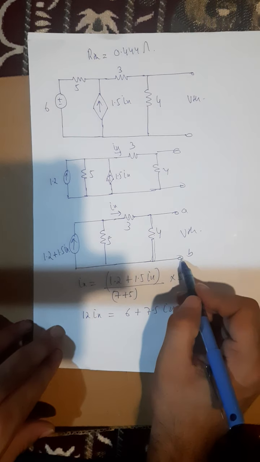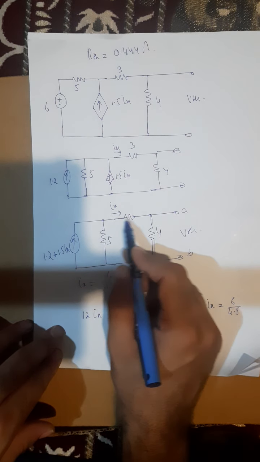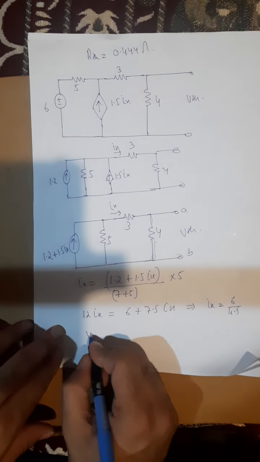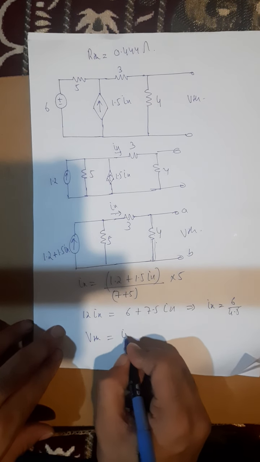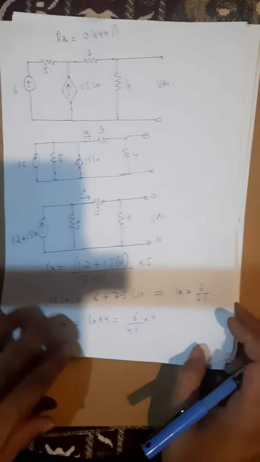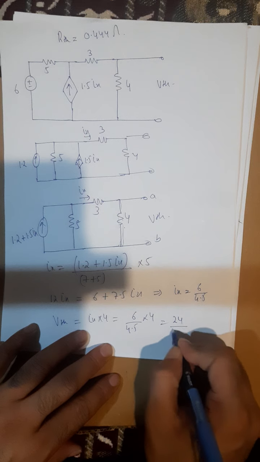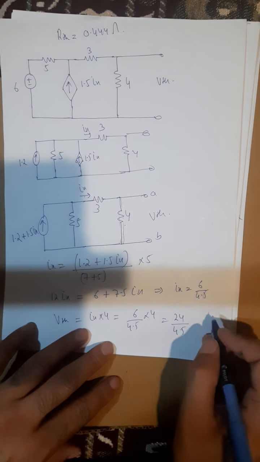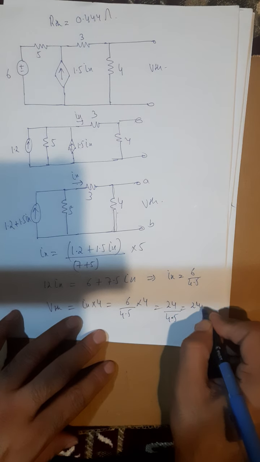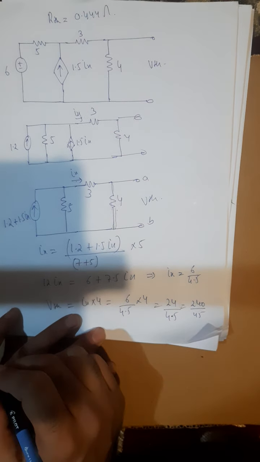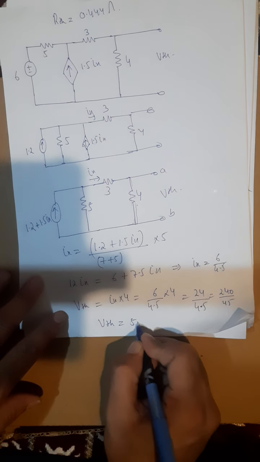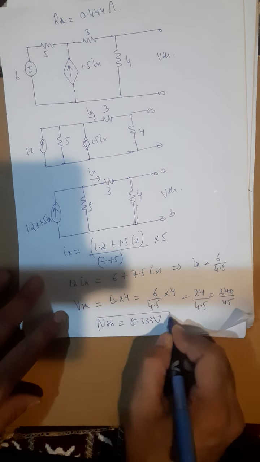Now I have to calculate VTH. VTH is nothing but the voltage across the 4 ohm resistor, which is nothing but Ix multiplied by 4. So it will be 6 divided by 4.5 multiplied by 4. So it will be 24 divided by 4.5. I will remove the decimal. I will get 240 divided by 45. Solving this using a calculator, VTH will be equal to 5.333 volt.